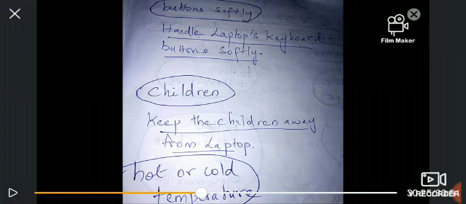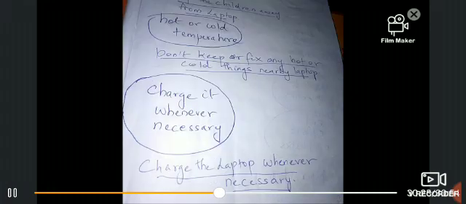Next one is hot or cold temperature, so you can write, keep the laptop away from hot or cold things, that you can use. Next, last one is charging the laptop at the correct time. So charge the laptop whenever necessary. So these are the instructions you have written. These are the imperative statements that you have written for the next question.